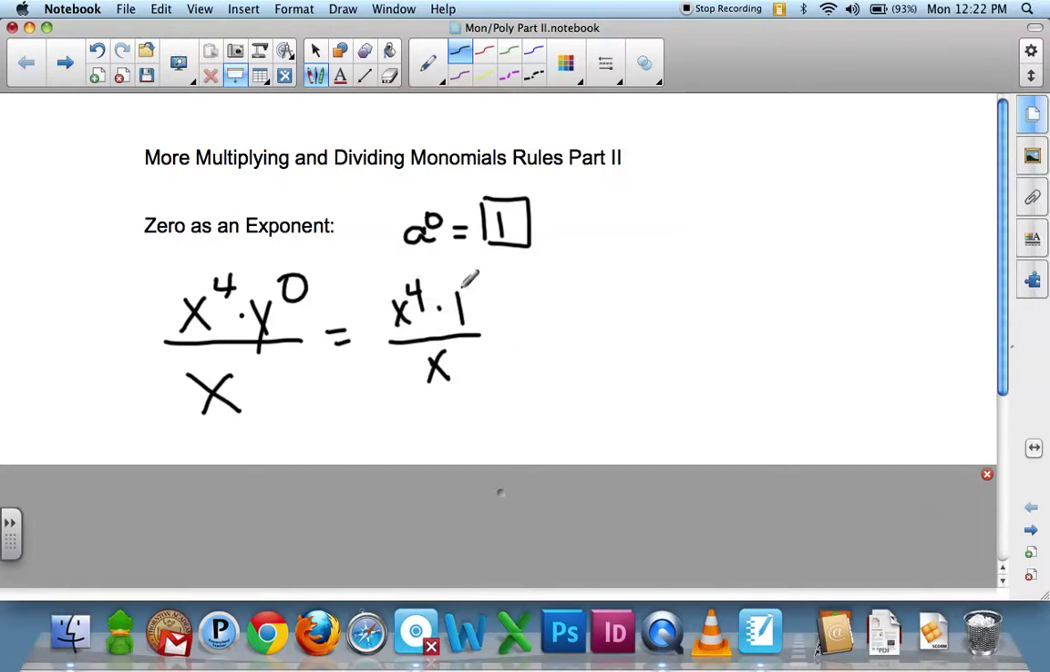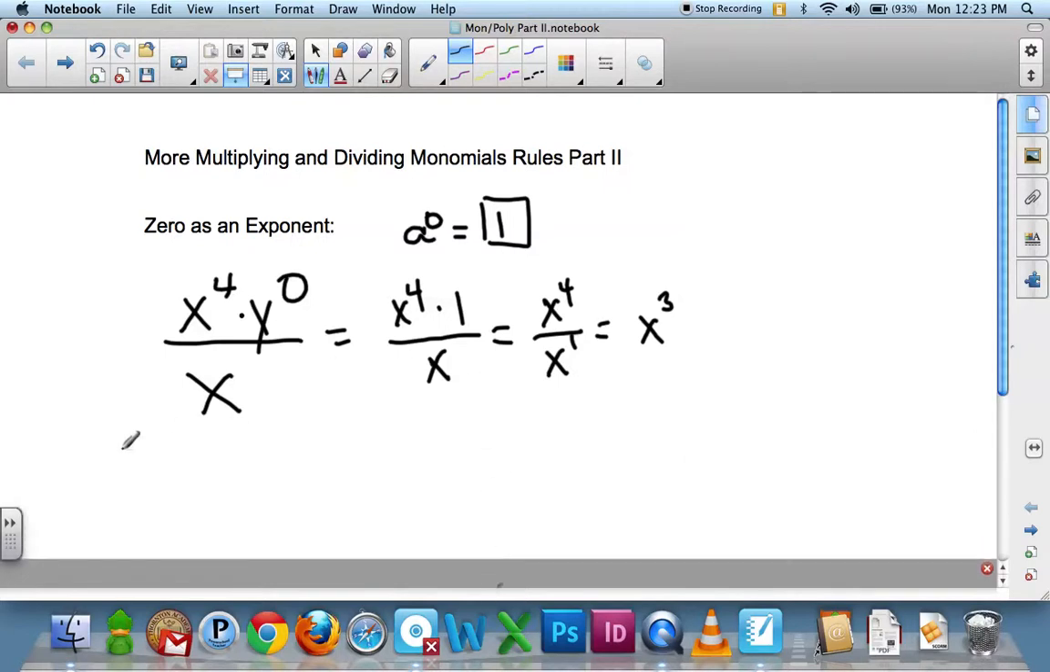You're most likely going to ask, do I have to put this times 1? No, you don't. I'm just showing you that that's what that simplifies to. So then you have x to the 4th over x to the 1st. And you're dividing exponents with bases that are the same. You're just subtracting these exponents, so you get x to the 3rd is your answer.